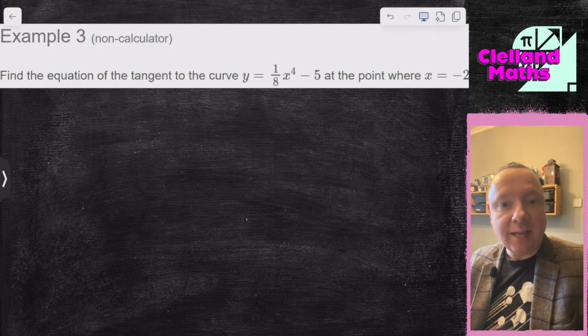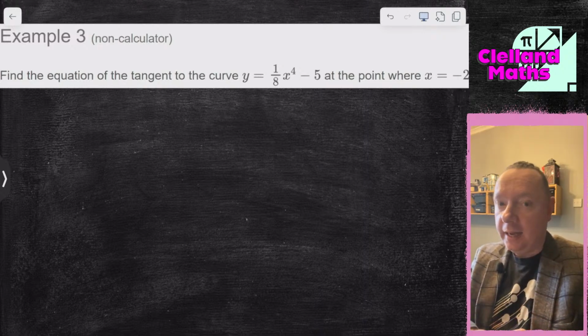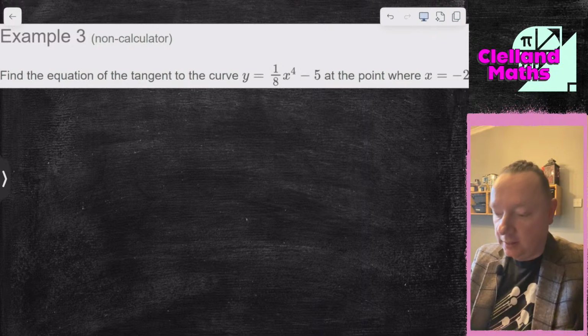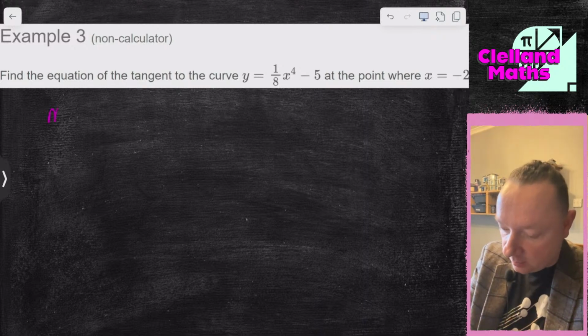So if you want an equation of a tangent, it is a straight line, so I need to find the gradient, which is dy by dx, and then I need to find a point, so I sub x into y to get the point, and use y minus b equals m(x minus a). So let's find my gradient first, shall we? Gradient is dy by dx.